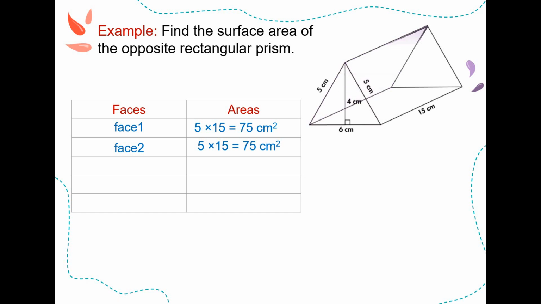Okay, what about face number 3? Where is face number 3? It will be the base, and this base looks like another rectangle. This time, what are the dimensions of this rectangle? This side is 15 centimeters and this side is 6 centimeters. So I will multiply 6 times 15 equals 90 centimeters square.